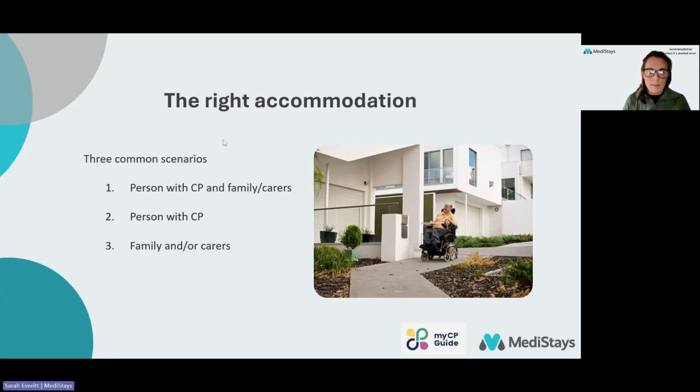It can also be a person with CP staying alone, or it may be a family or carers staying in accommodation near a hospital while the person with CP is admitted for some more complex procedures. And for somebody admitted to hospital, in our experience, that can range from just 1 day to many months, to sort of 4 to 6 months, depending on the reason for the admission and the procedures taking place. So there is that to consider. And then based on that information, that flows on to the types of accommodation that can be best matched for people.